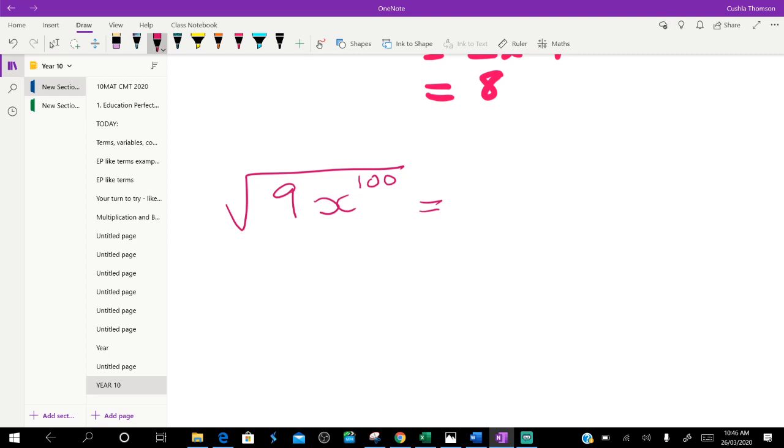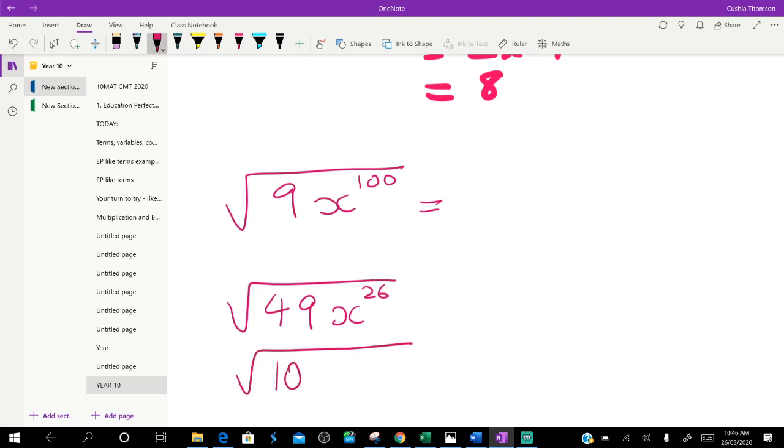Right, so the square root of 9x to the power of 100 is going to be what? Type your answer in for that one, guys, and then type your answer in for, let's make up another one, 49x to the power of 26. And we'll do another one, 100x to the power of 200. Right, so I'm going to call those 1, 2, and 3.